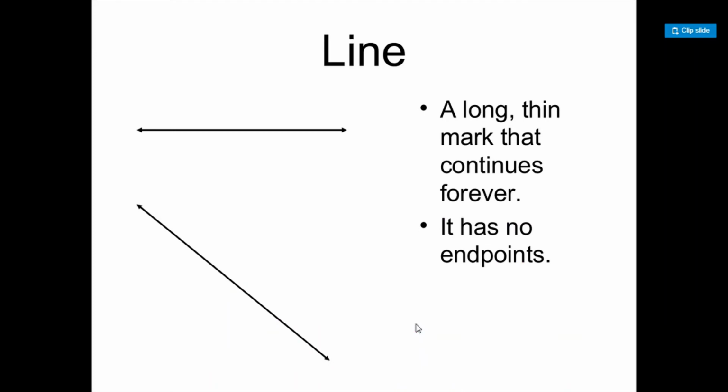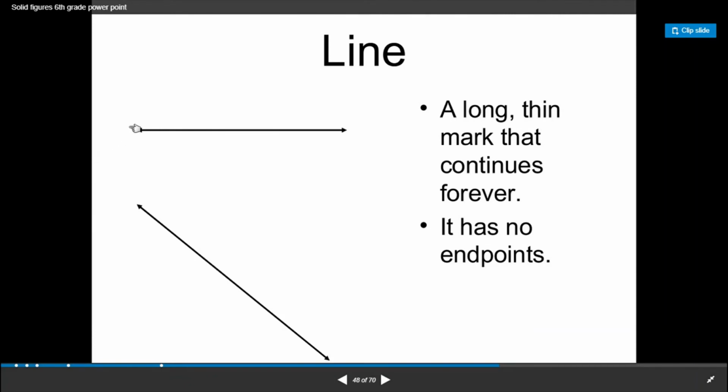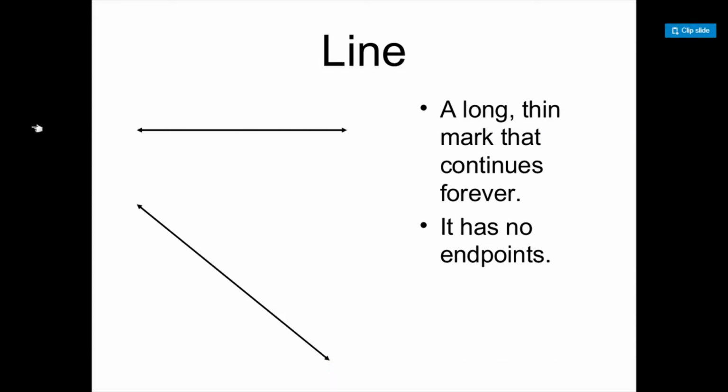Okay, so let us proceed with some basic geometric shapes. We have number 1, line. A line is a long, thin mark that continues forever and it has no endpoint. This one is an example of a line. A line is composed of multiple points, and these points can still be extended infinitely in both directions. And it has no endpoints. Always remember that.